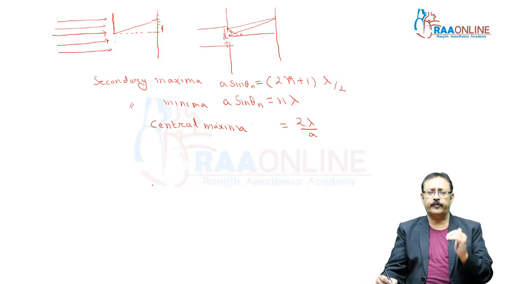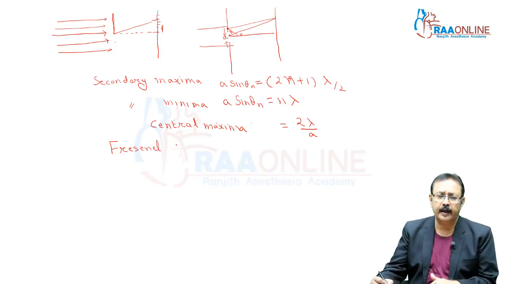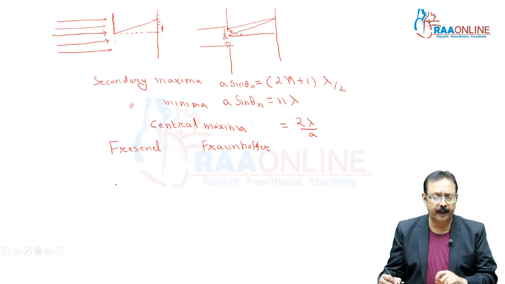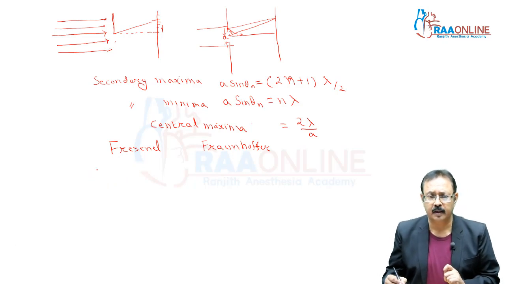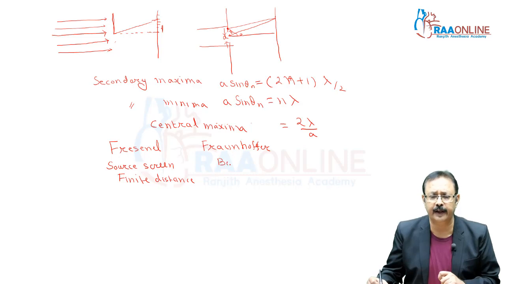And there are two types of diffraction. One is Fresnel diffraction and another is Fraunhofer. What are Fresnel and Fraunhofer? In Fresnel, the source and screen are both at a finite distance. And in Fraunhofer, both are at infinite distance.